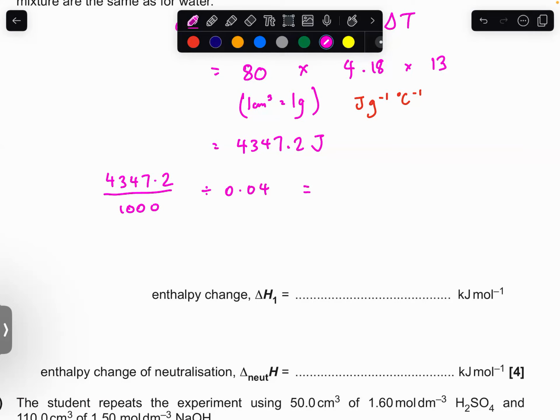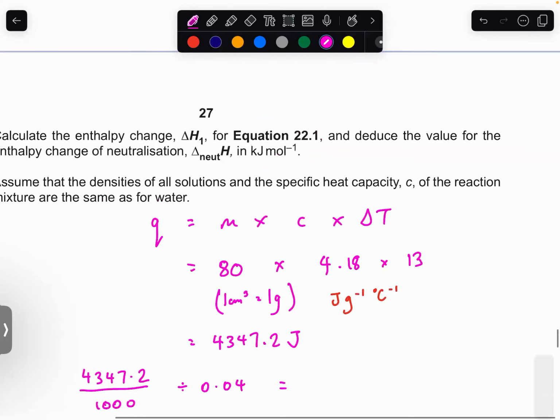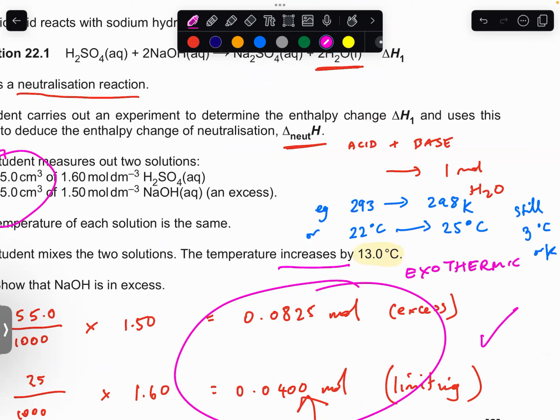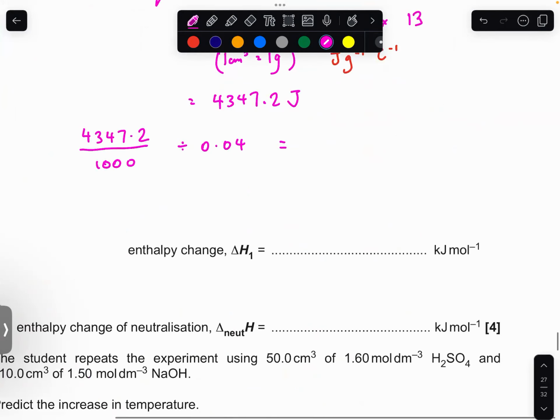And a very important thing here, because the temperature is increasing, it's exothermic. Do you agree? Yep. And if it's exothermic, it's going to have a minus sign in front of it. If you don't put that minus sign, you will lose marks. So let's work this out.